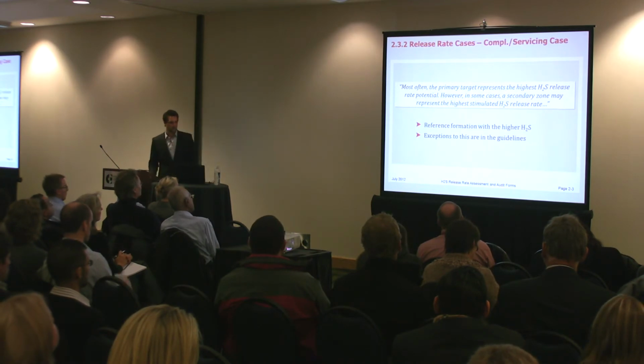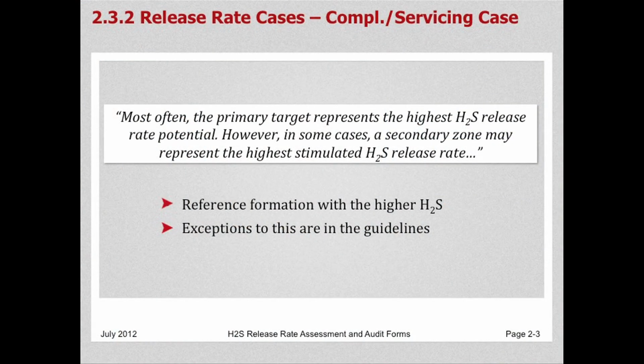So the completion and servicing case, speaking of primary and secondary targets, what they're essentially saying here is you are identifying primary and secondary targets. Unlikely you're going to go after both of them. But likely the highest release rate is coming from the primary. But in some situations, if your secondary target is more sour, you do need to consider that as your anticipated completion release rate. There are some exceptions laid out in the guidelines, but as a general rule, whichever is higher, that is going to be your referenced formation, your referenced H2S release rate for completions.